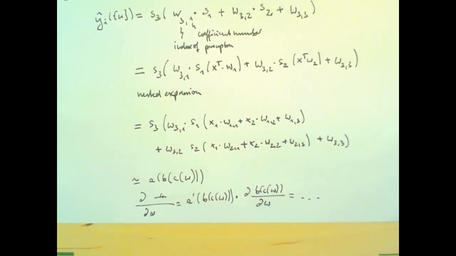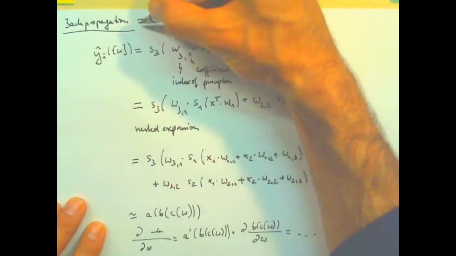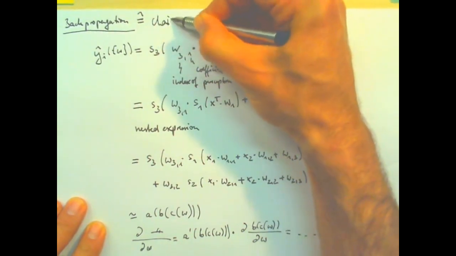What is this rule called? It's not a rhetorical question, I always forget. Chain rule, thanks. So backpropagation, to my mind, is iterated application of the chain rule.